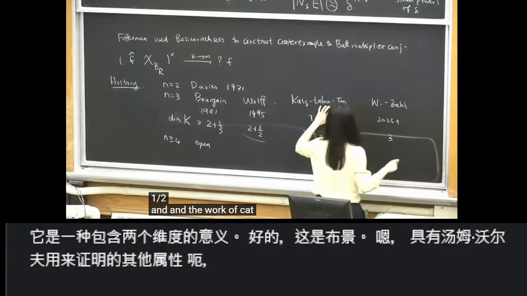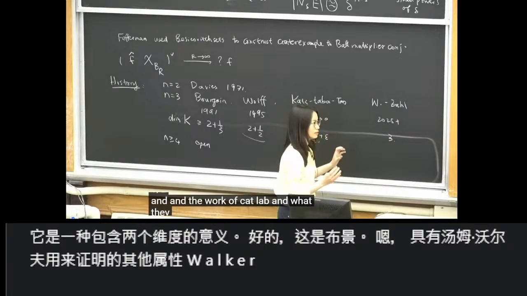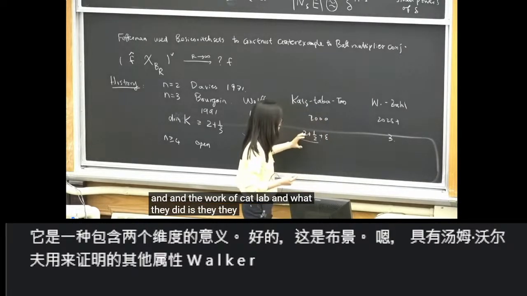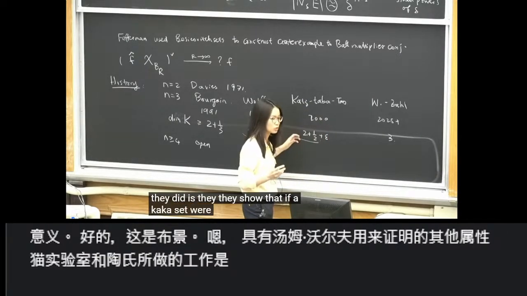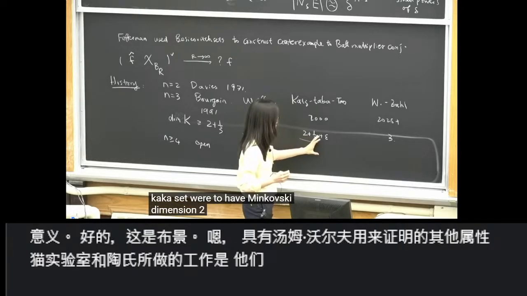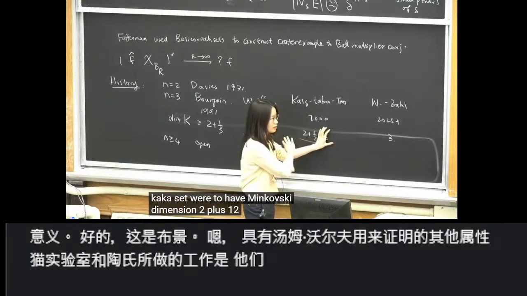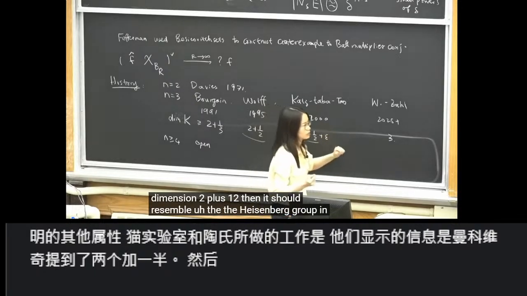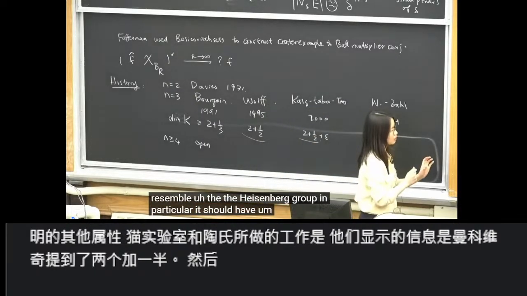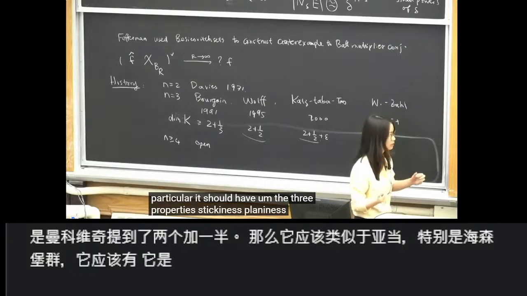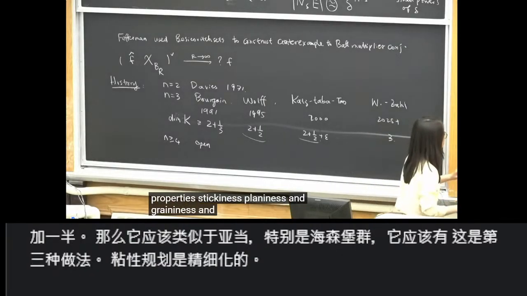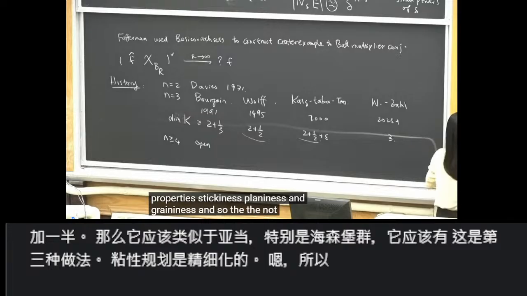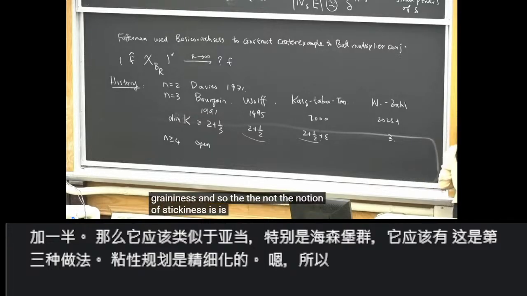And the work of Kakeya and Zahl, what they did is they showed that if a Kakeya set were to have Minkowski dimension 2 plus 1/2, then it should resemble the Heisenberg group. In particular, it should have the 3 properties: stickiness, planiness, and graininess. So the notion of stickiness is going to play an important role.